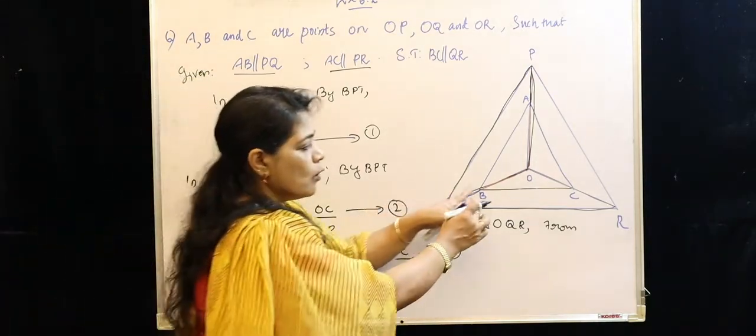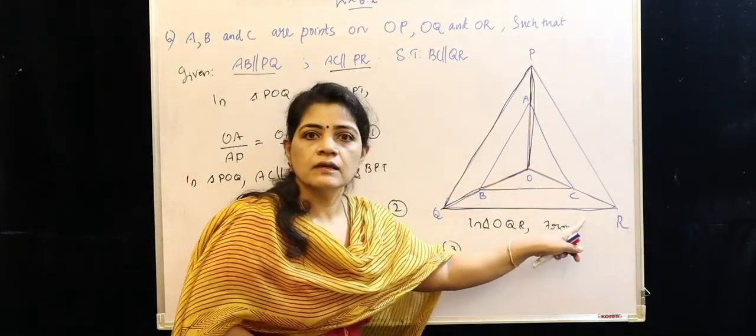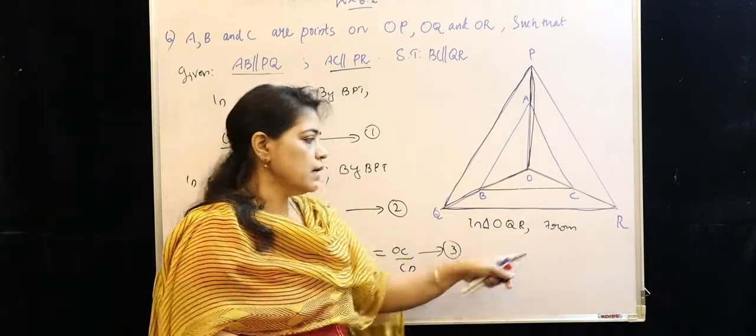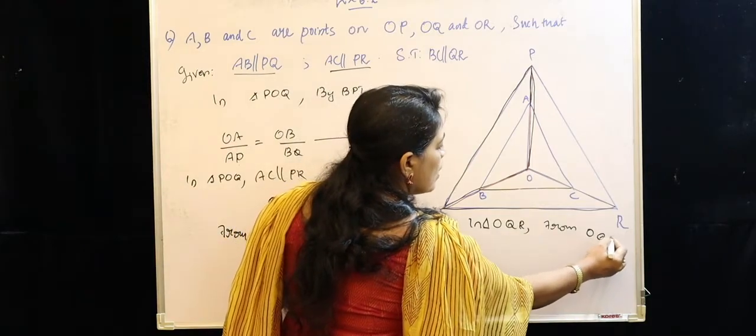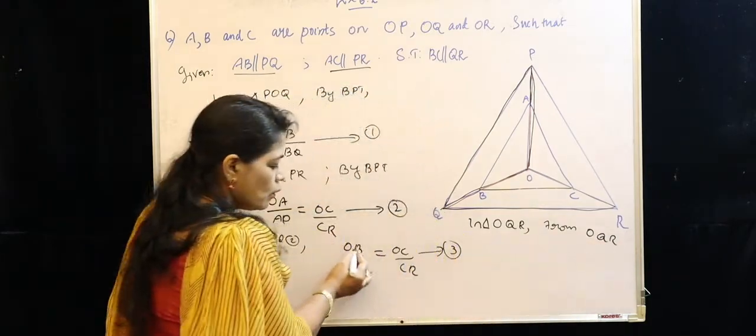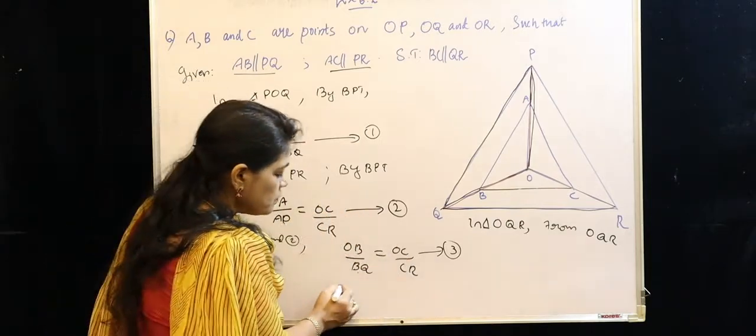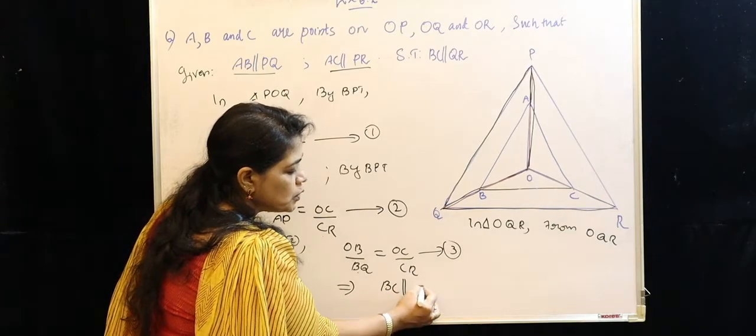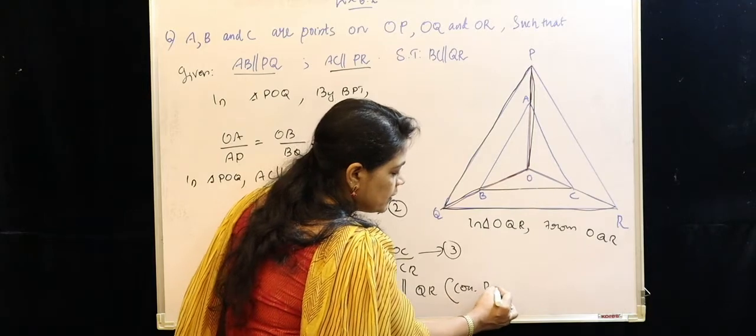See, children, OB by BQ equals OC by CR, which means from triangle OQR, this BC is parallel to QR by the converse of BPT.